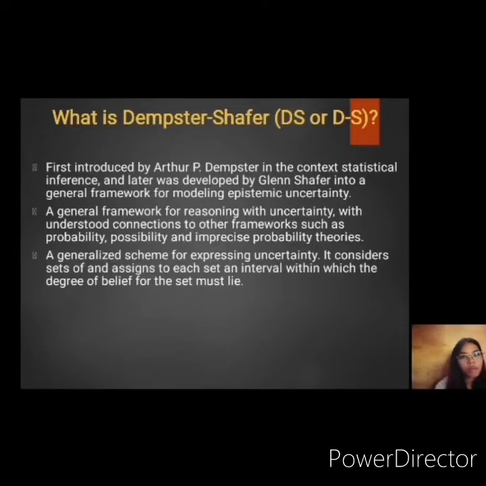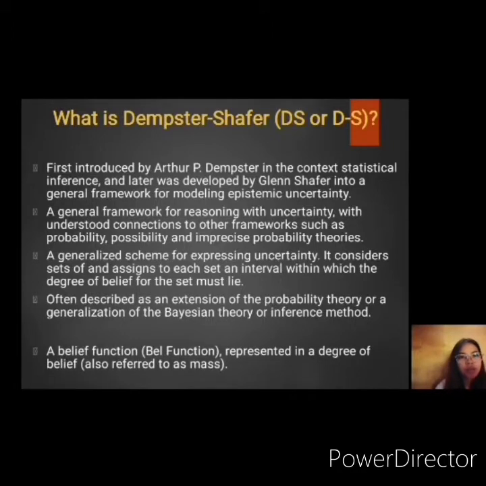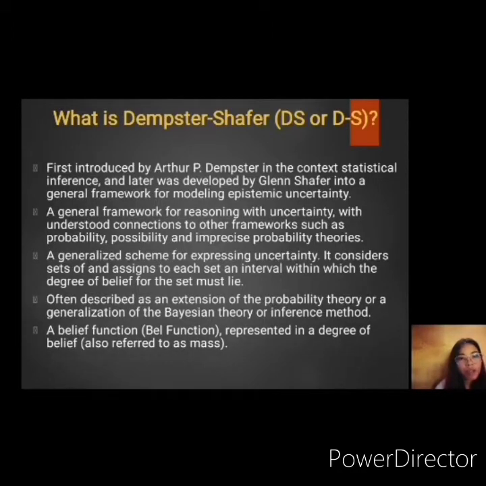So, it considers sets of propositions and assigns to each set an interval within which the degree of belief for the set must lie. It is often described as an extension of the probability theory or a generalization of the Bayesian theory or inference method. And last, it is a belief function, represented in a degree of belief, and it is also referred to as mass.